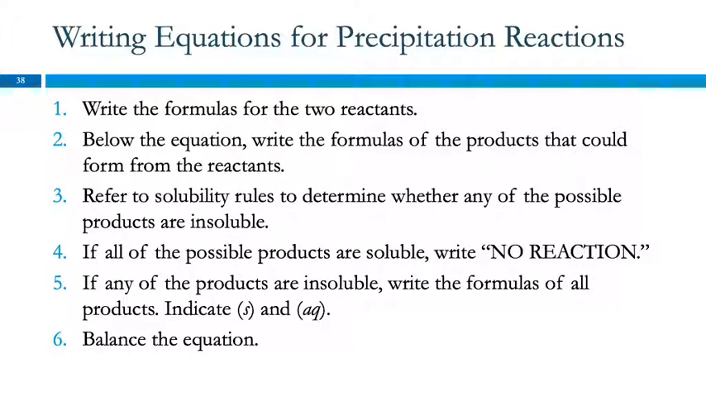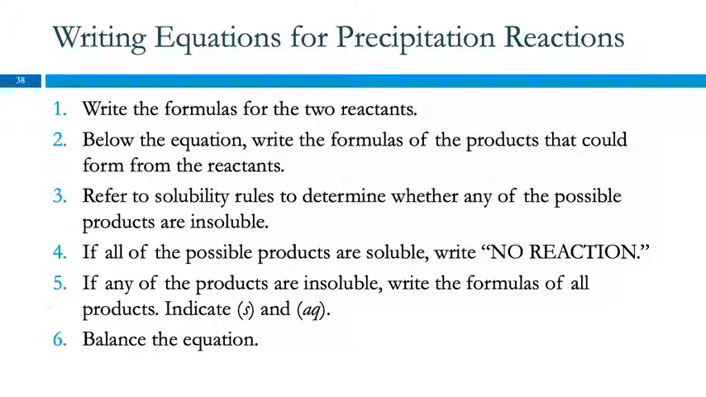Okay, so here are the steps for writing equations for precipitation reactions. You have to start with the formulas for the two reactants, and you need to look at the formulas of the products that could form. What I like to do is write the ions with their charges below the reactants, swap the partners, write the new products, and then refer to the solubility rules to identify if any of those possible products are insoluble. If all of them are soluble, no reaction. That's kind of what we always hope for because it's less work writing the equation.